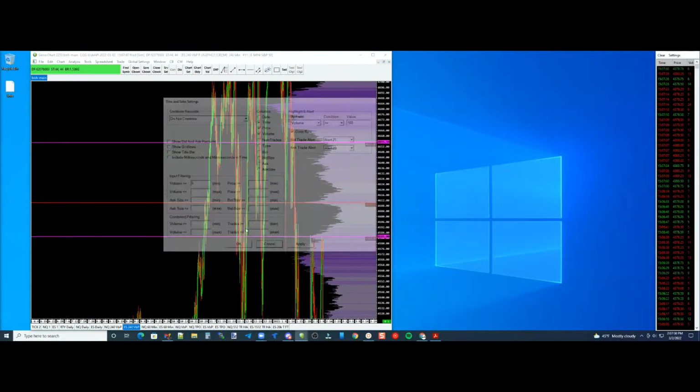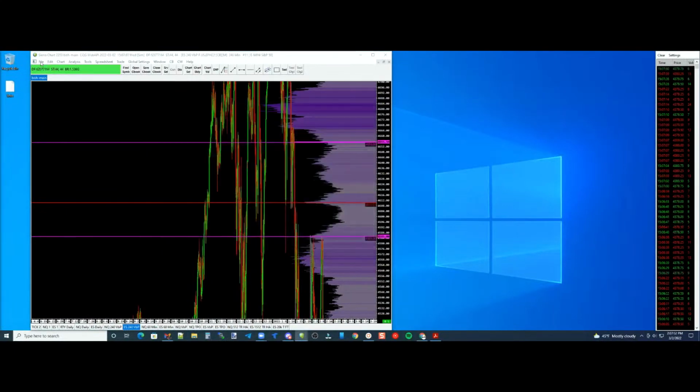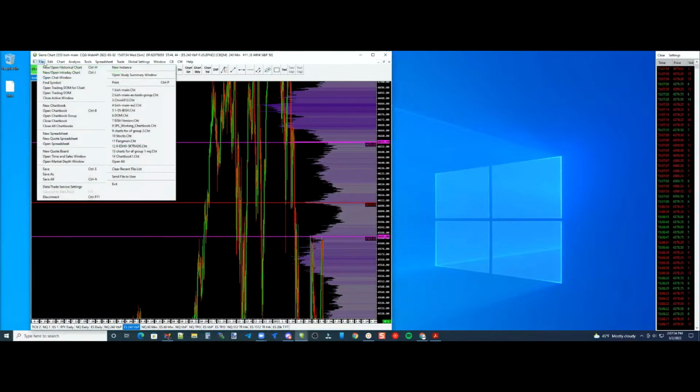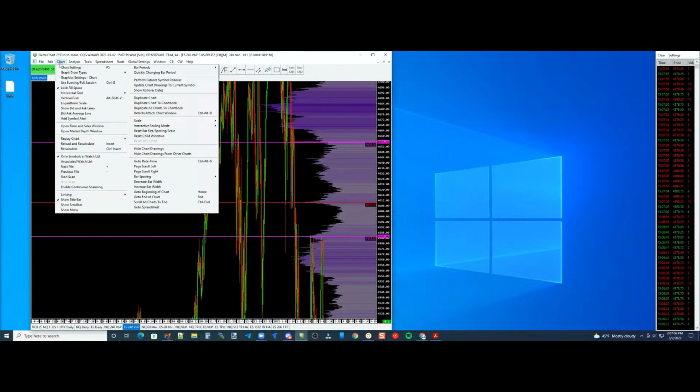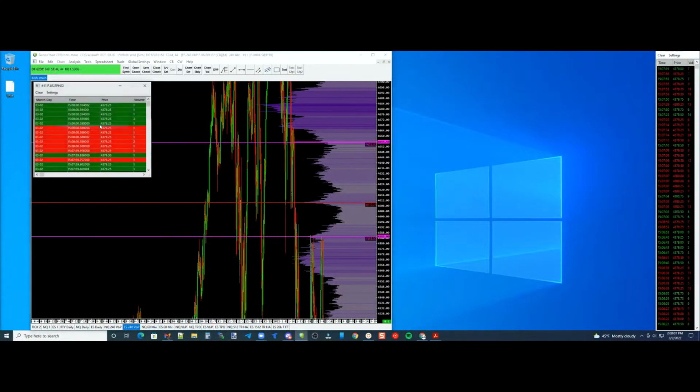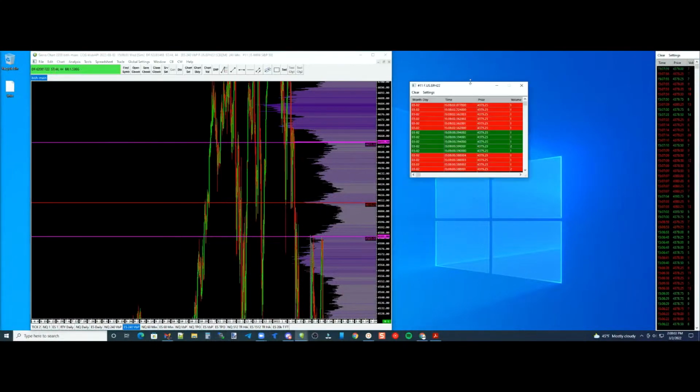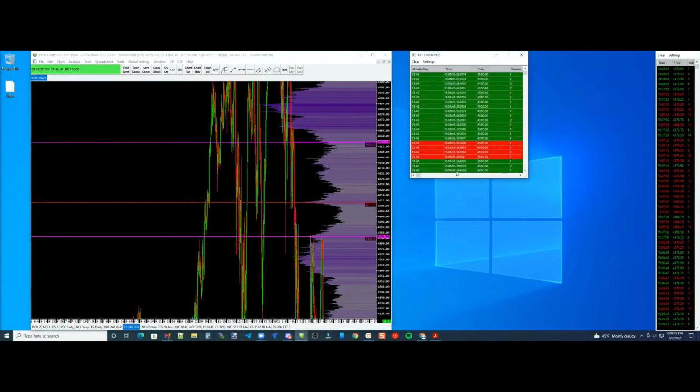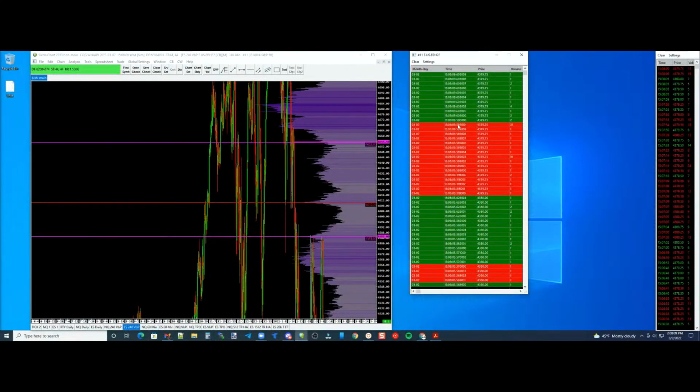So now to create your time and sales, okay, you come under the chart, and under the specific chart that you want to create a time and sales for, you just click open time and sales window. Okay, so this is the out of the box, run of the mill Sierra Chart setup. Okay, green buying, red selling.